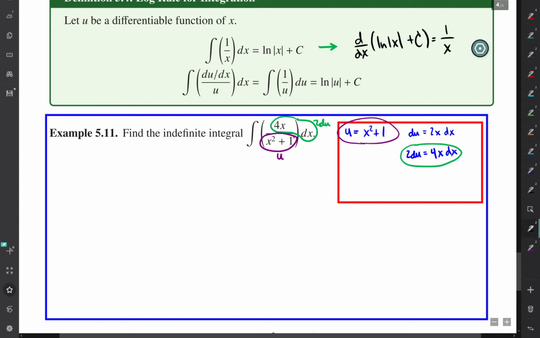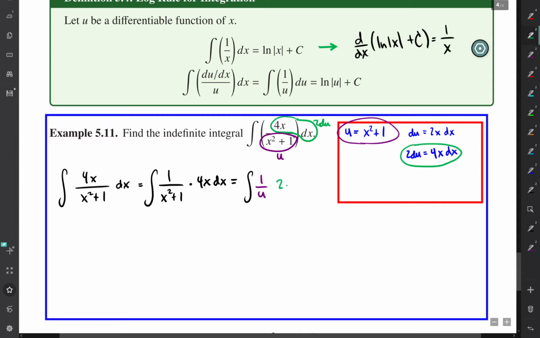So let me write all that down. We have the integral of 4x over x squared plus 1 dx. And if it's simpler, you can think of this as 1 over x squared plus 1 times 4x dx. Those are algebraically equivalent. And so then you can see that this first piece is 1 over u, I should say. Maybe I'll do that in purple. So the first piece is 1 over u, and the second piece is 2 times du.